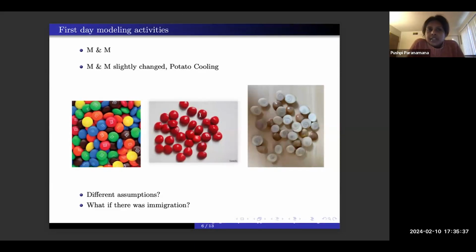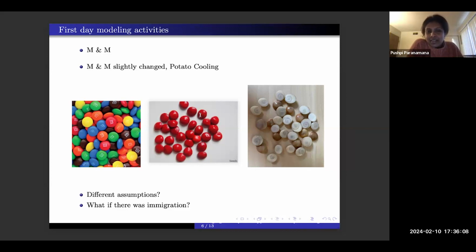So to talk about first day modeling activities, I will start from the beginning. After teaching the first time, as I told you, I was thinking about how to use more active learning strategies. So I was searching online, and then I came across this M&M activity. I'm sure all of you know that. If not, M&M is to model change in population.